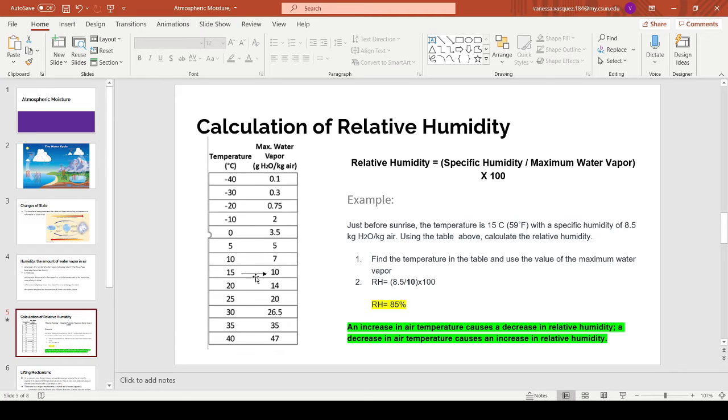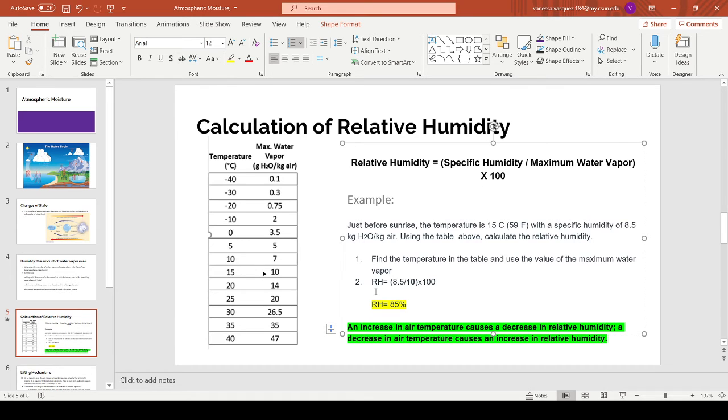So that is one way to look at this table: the temperature of an air mass and the maximum amount of water vapor it can hold. So I wanted to do an example question. Just before sunrise, the temperature is 15 degrees Celsius with a specific humidity of 8.5 grams of water vapor per kilogram of air. Using the table, calculate the relative humidity.